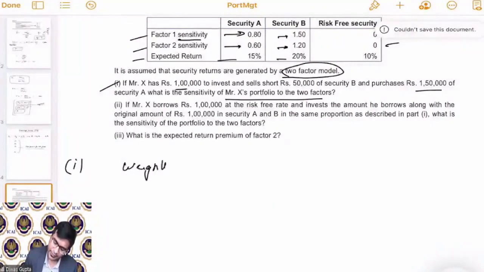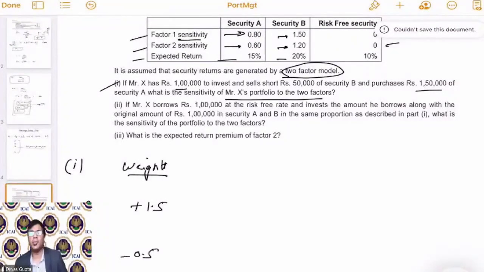Now, first part, we are calculating the weights first. So A and B, there are two securities. A's weight will be plus 1.5 and B's weight will be minus 0.5. I hope this is understood. Because 50,000 is invested, is divested minus 50,000 plus 1,50,000. So the weights become plus 1.5 and minus 0.5.